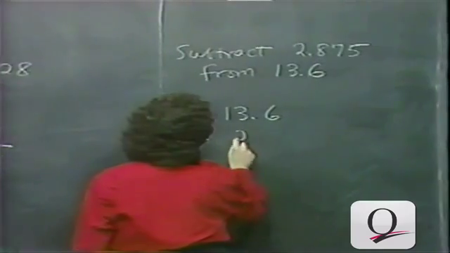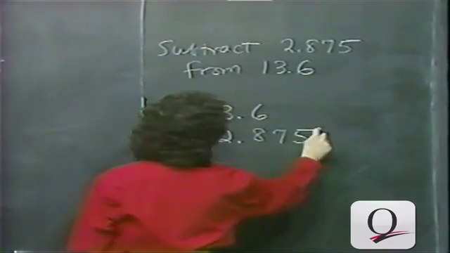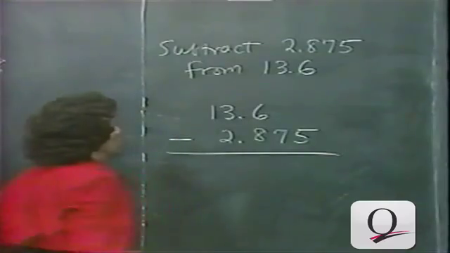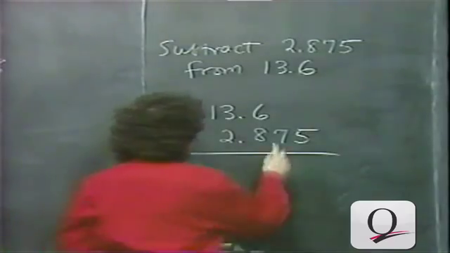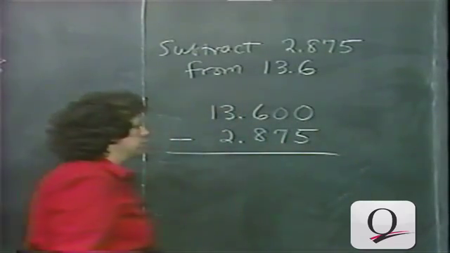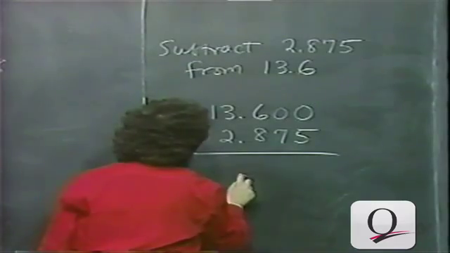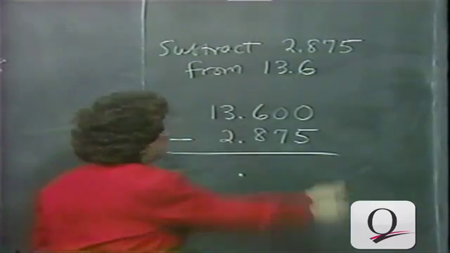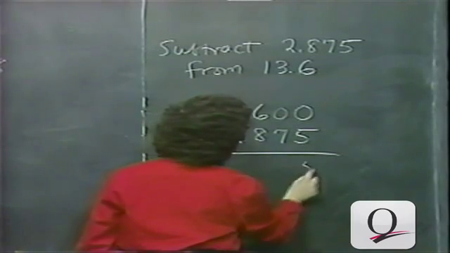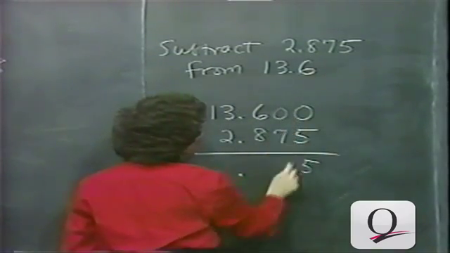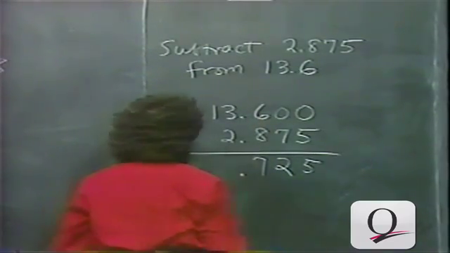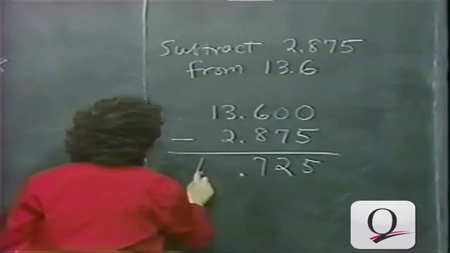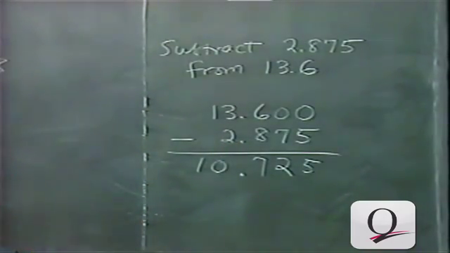13.6 minus 2.875, lining up the decimal points. Subtract this from that. Filling in the zeros, putting the decimal point into the answer, and getting 10 take away 5 is 5. 9 take away 7 is 2. 15 take away 8 is 7. And 12 take away 2, 10. So 10.725, or 10 and 725 thousandths.